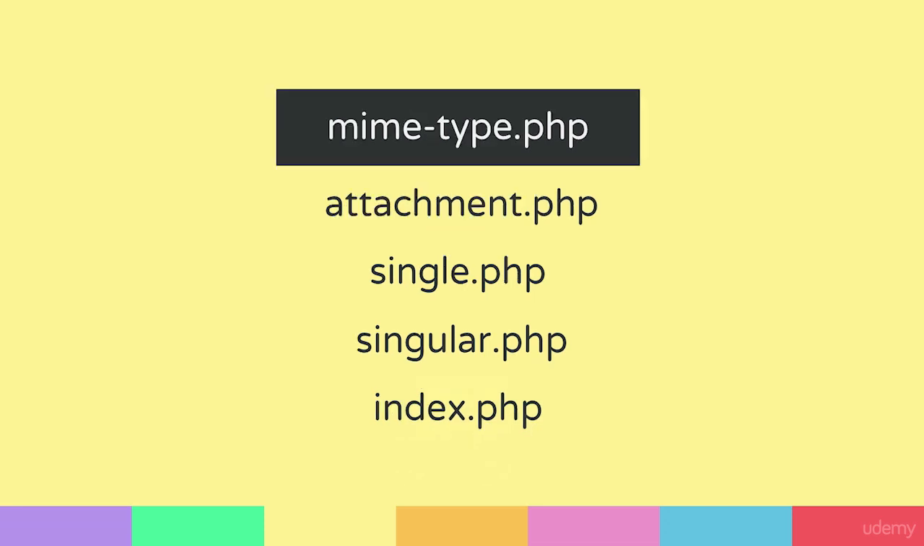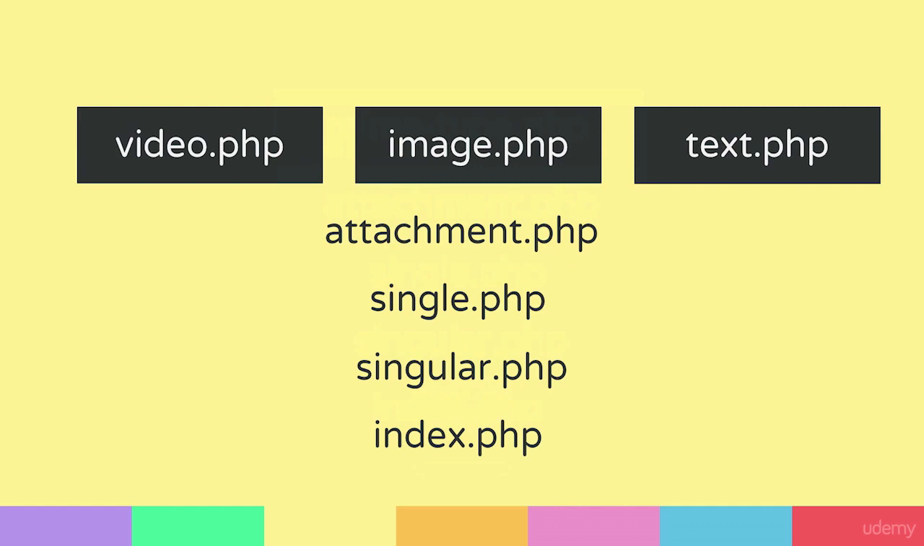So once we learn about something called the MIME type, which is a categorization of what type of file you're dealing with, whether it's an image, media, text document, application document, something like that, then we'll see that we could break our templates down into even more specific templates named based on their MIME type. So we could have a video.php template, an image.php, text.php, and application.php that will all handle these different types of files differently, that all fall back to the attachment.php page.